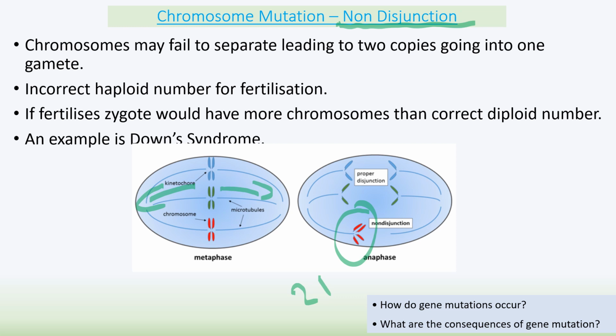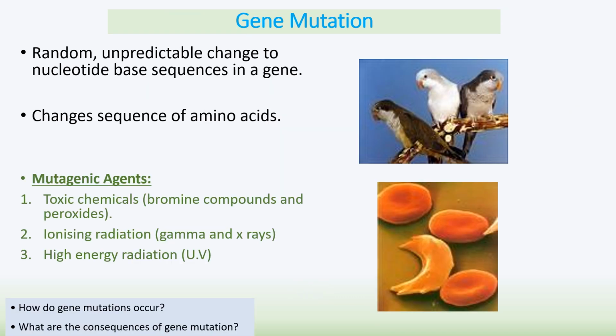What we need to focus on mainly though is gene mutations, so the mutations in individual genes. If you remember, a gene is a length of DNA that codes for one polypeptide or for one functional RNA molecule, and a gene mutation therefore is a change in the letters, the bases. It is random, it is unpredictable, and it alters the base sequence, which then alters the sequence of amino acids, which alters the protein. It can be caused by mutagenic agents, which include toxic chemicals such as bromine compounds, ionizing radiation such as gamma rays and X-rays, and high-energy radiation such as ultraviolet radiation.